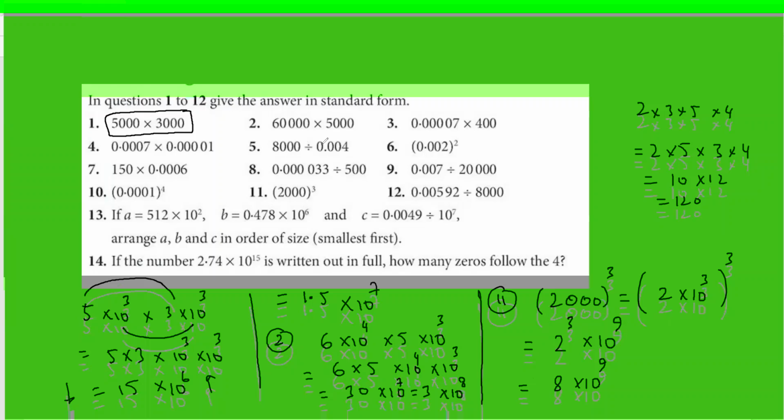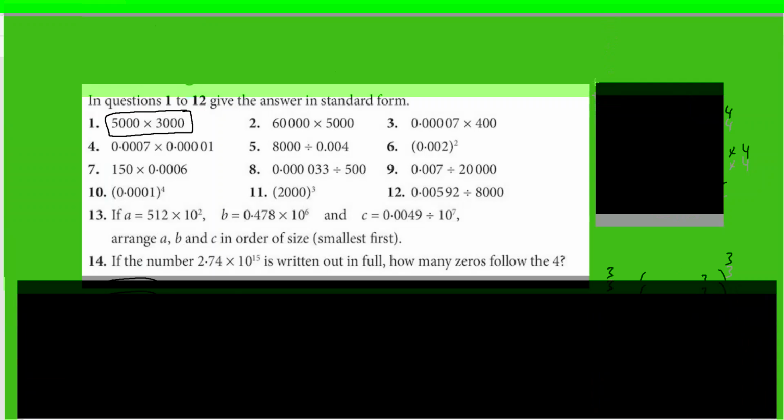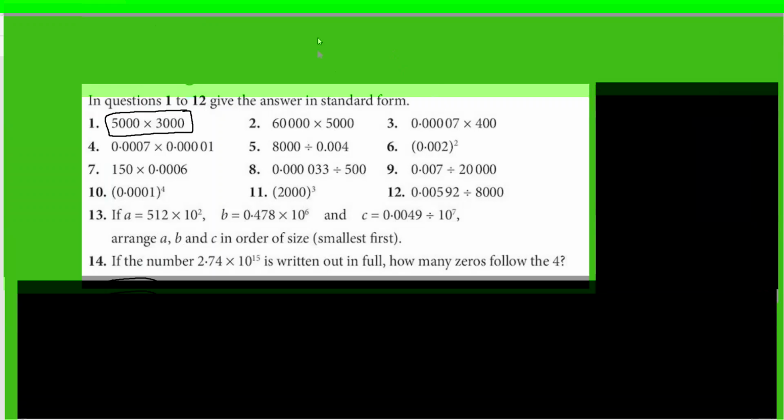Similarly, look at the 7th question now. Can you try the 7th question? We would put a minus. In the 7th question, let me write this as 15 into 10 times 6 into 10 raised to what? Minus 4? Yes, because 0.0006 is 6 into 10 raised to power minus 4.